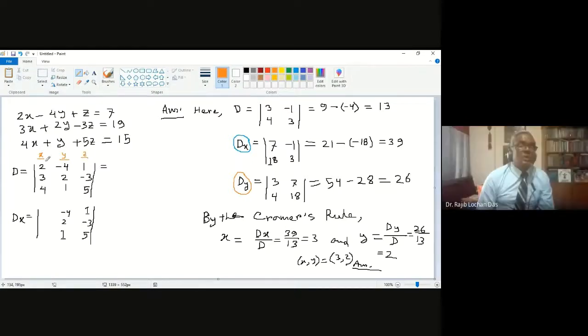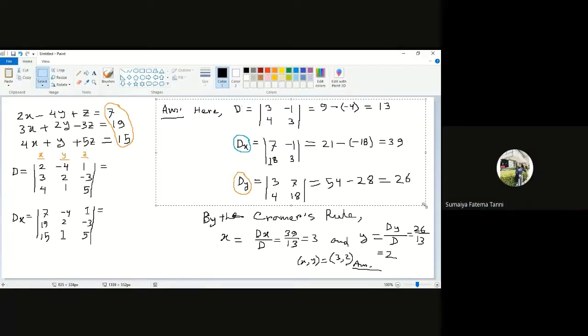Yes, sir. So you change the first column, and 2, 3, 4 will be changed, and 7, 19, 15 will come. Okay. So you just put the things here, 7, 19, 15. And that's it. You find out the dx value. Is that clear or not clear? Clear, sir.